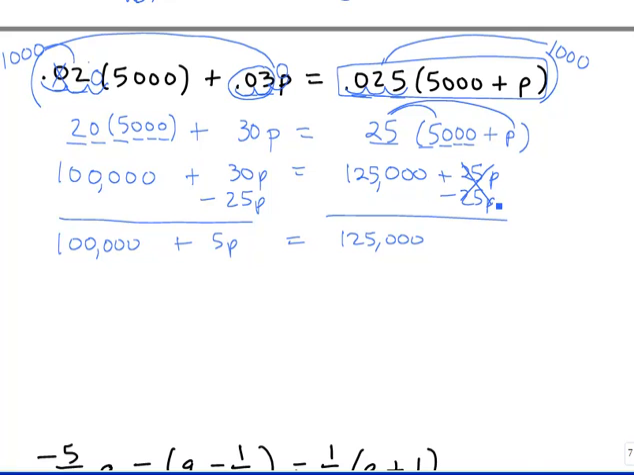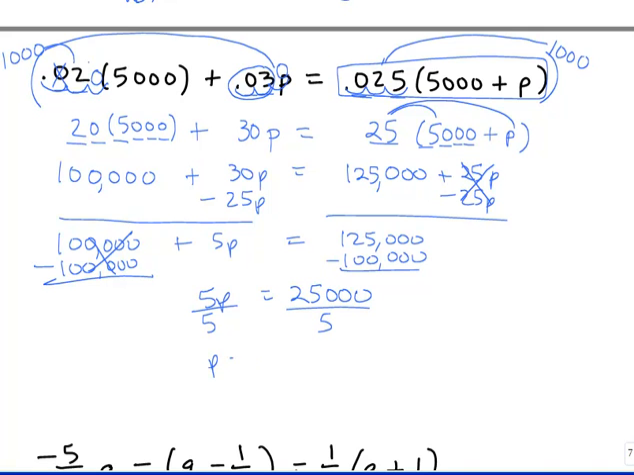These zero out. The p's on the left side, so the number needs to go to the right side, so let's subtract 100,000 over to the right side. These zero out, leaving me 5p, and 125,000 minus 100,000 is 25,000. And to finish it off, we want to get rid of that coefficient in front of the p, so if I divide both sides by 5, 5 goes into 25 5 times, and there's still 1, 2, 3 zeros left. So our solution is p equals 5,000.